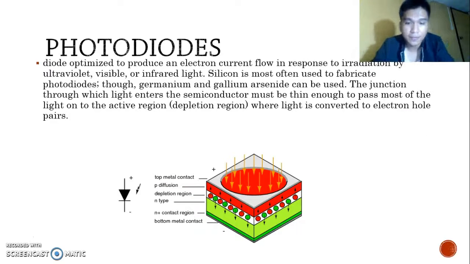So next are the photodiodes. It is a diode optimized to produce an electron current flow in response to irradiation by ultraviolet, visible, or infrared light. Silicon is most often used to fabricate photodiodes, though germanium and gallium arsenide can be used. The junction through which light enters the semiconductor must be thin enough to pass most of the light on to the active region, or depletion region, where light is converted to electron-hole pairs. So in the figure below, this is the schematic symbol.